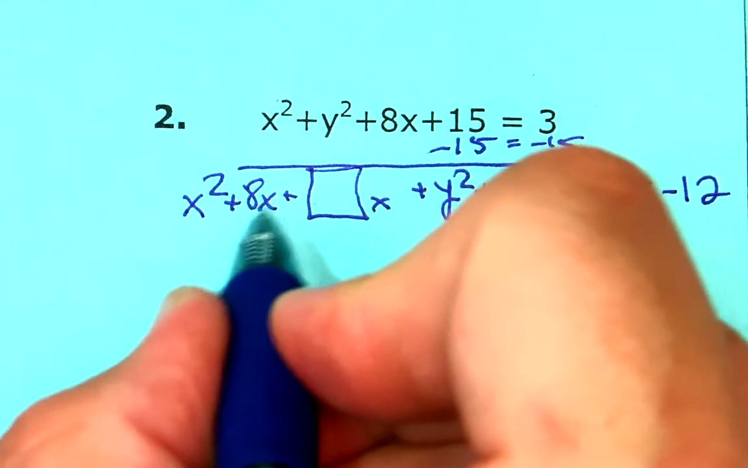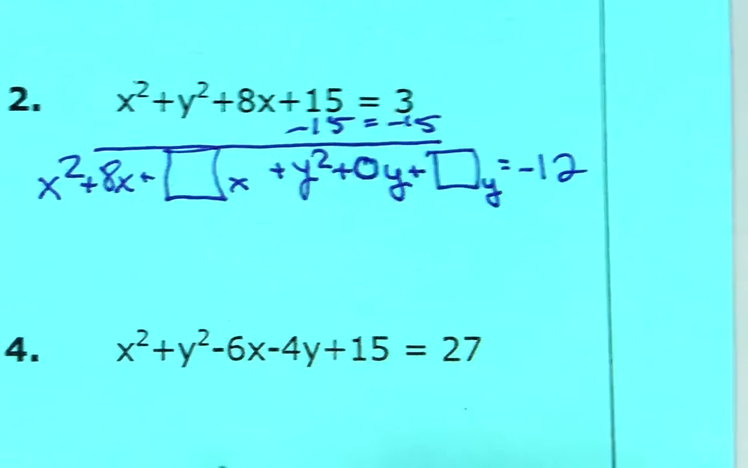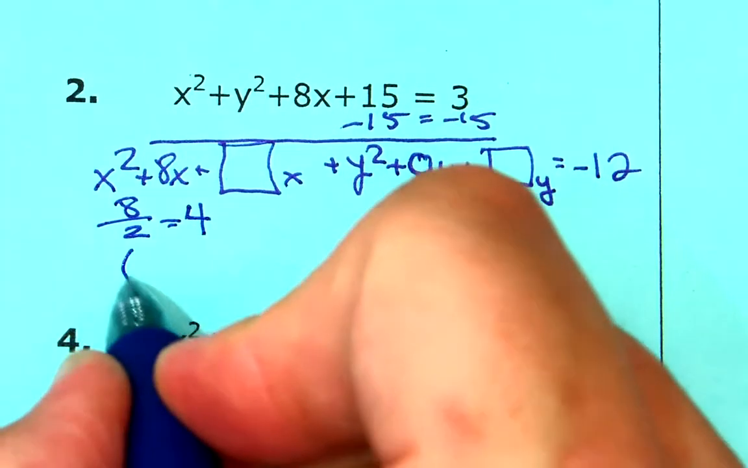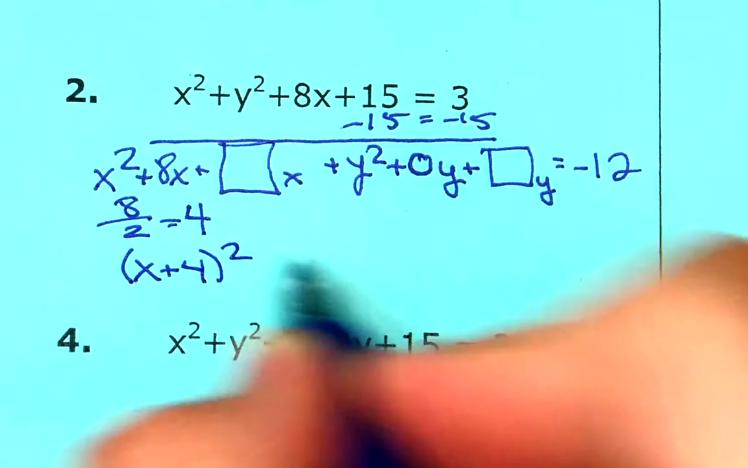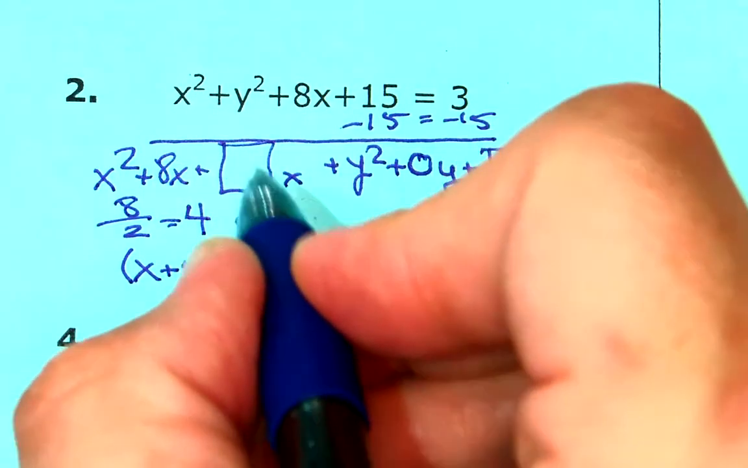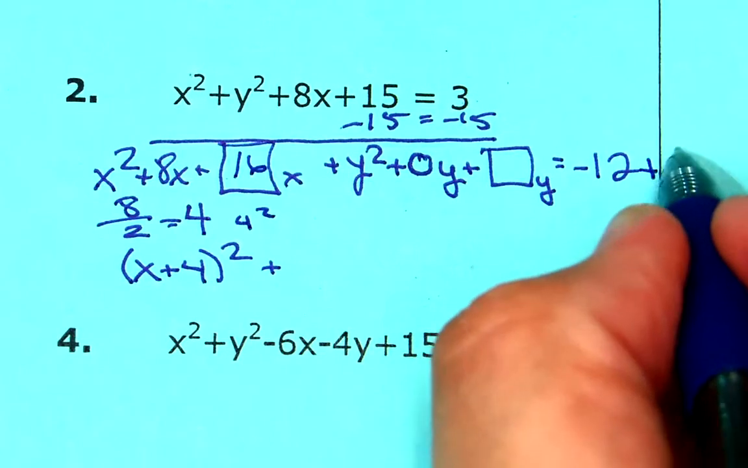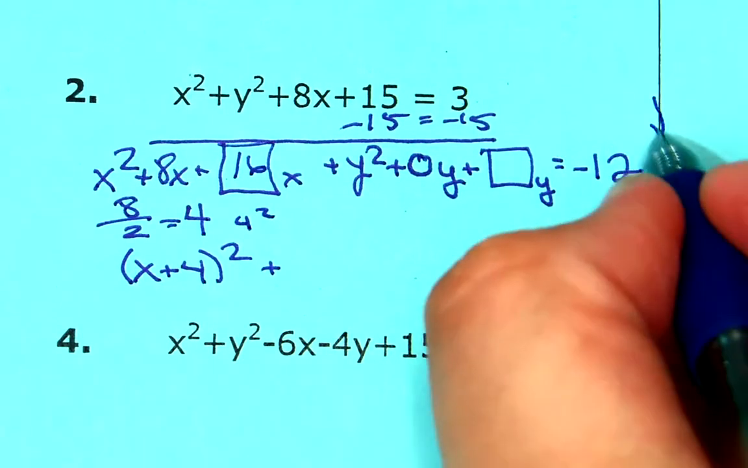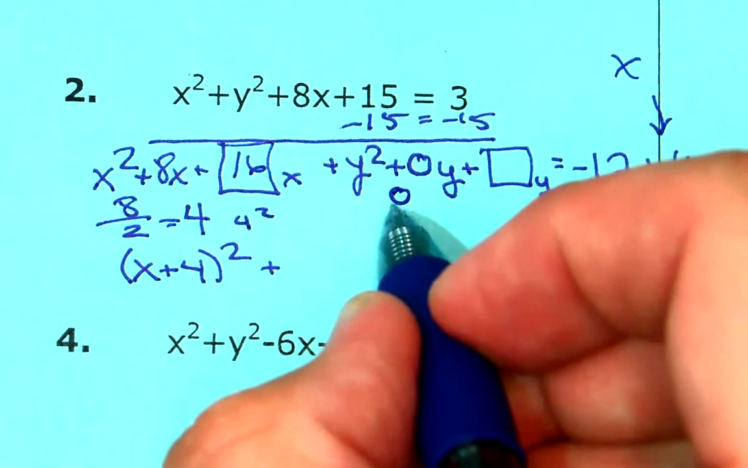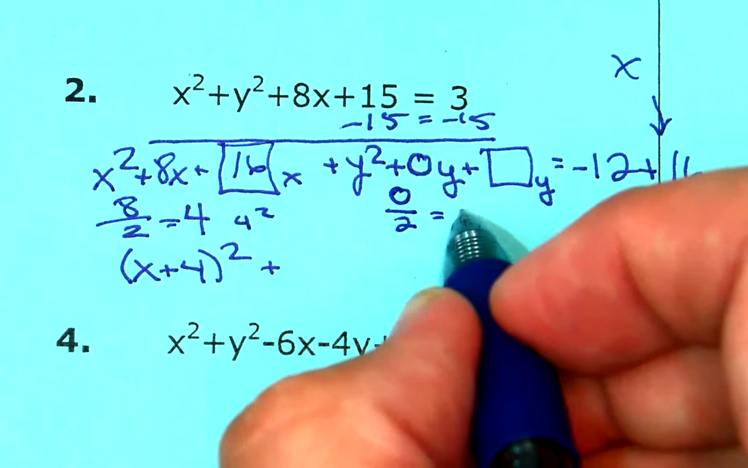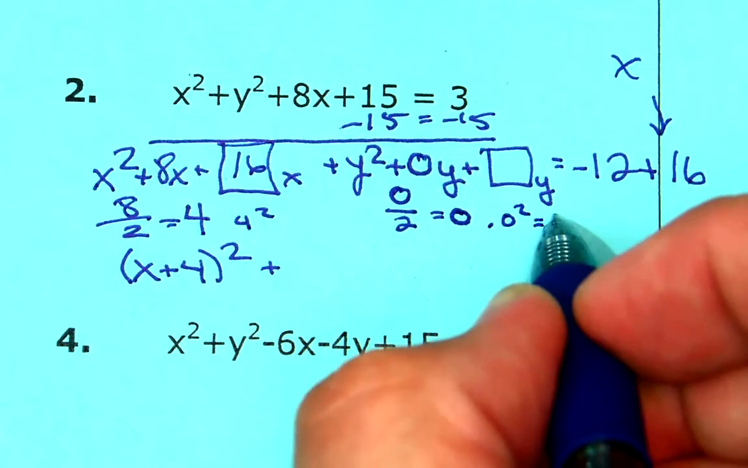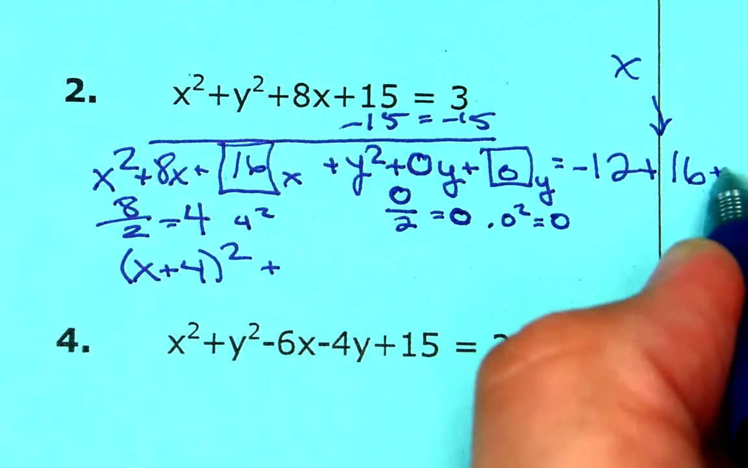Now, how do I complete the square here? All right, I'm going to take the 8, divide it by 2, and get 4. So I know I'm going to get x plus 4 quantity squared. And now, what's 4 squared? 16. So I have to add 16 here. So this is my x part of it. Now my y value is what? 0 divided by 2, what do we get? 0. And then 0 squared is equal to 0, so it's 0 plus a 0.